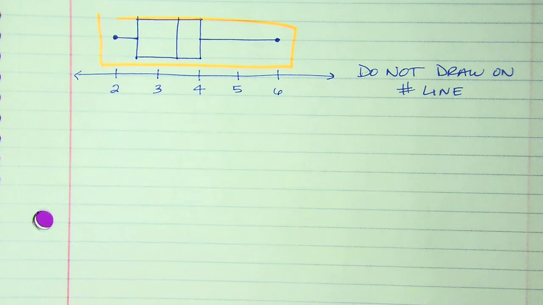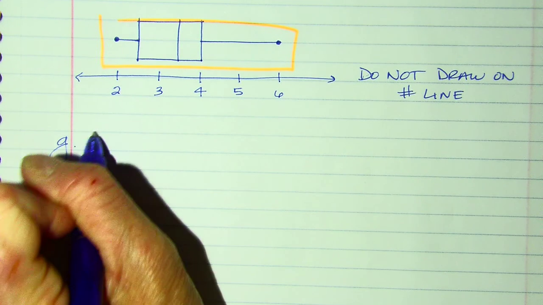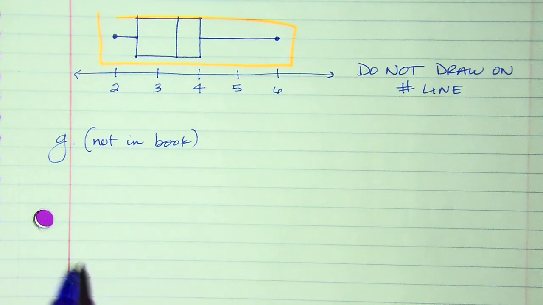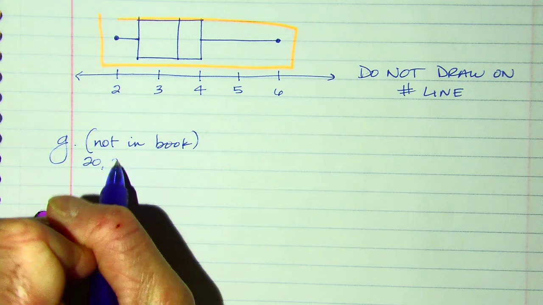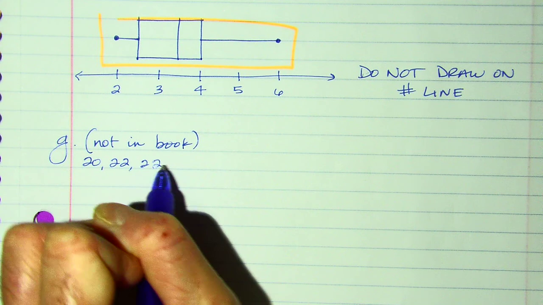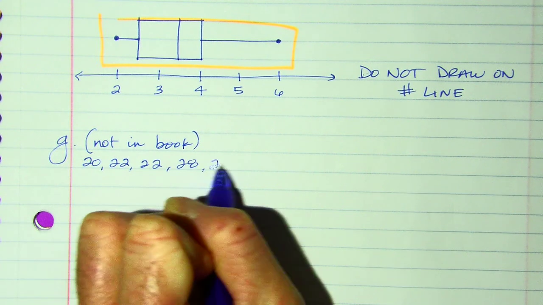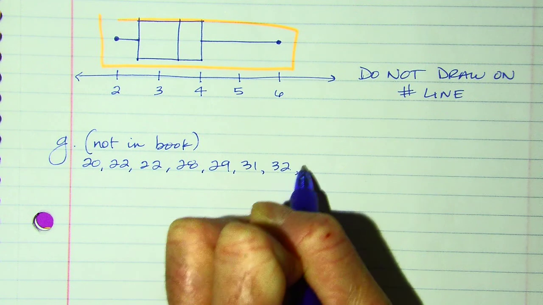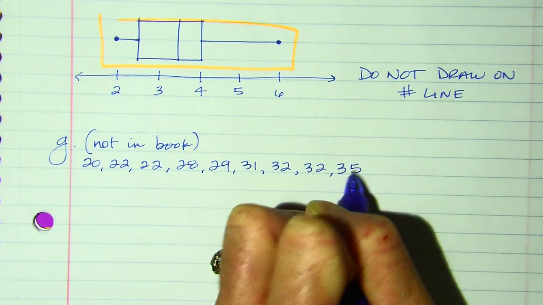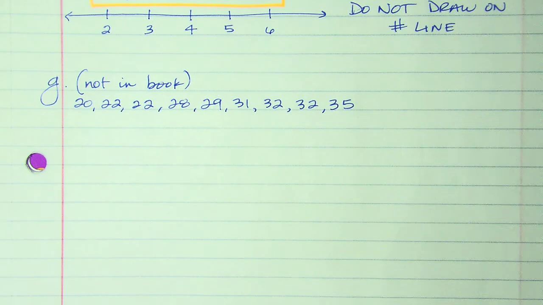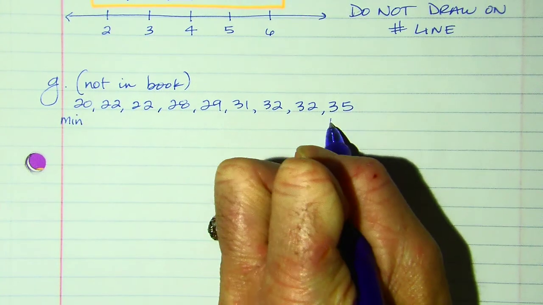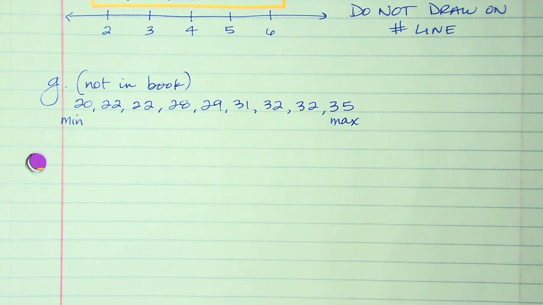One more, because I want you to be able to do these beautifully. So this is not in the book. So here's my data, 20, 22. Notice I'm giving you the data every time in numerical order. If it's not in numerical order, you're going to have to list it. Okay, so first things first, we label our minimum and our maximum. The next thing we do is find our median.